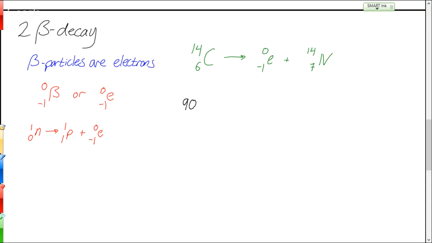What do you get via the beta decay of yttrium 90? Yes, that's a Y. There is. 39.